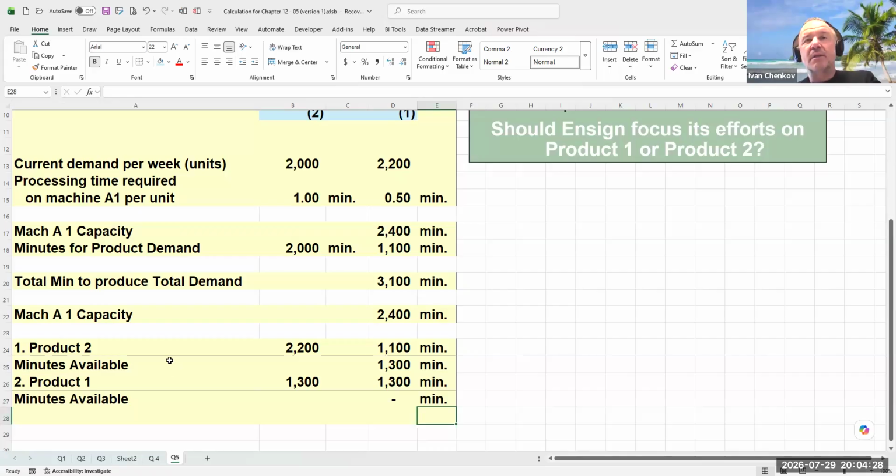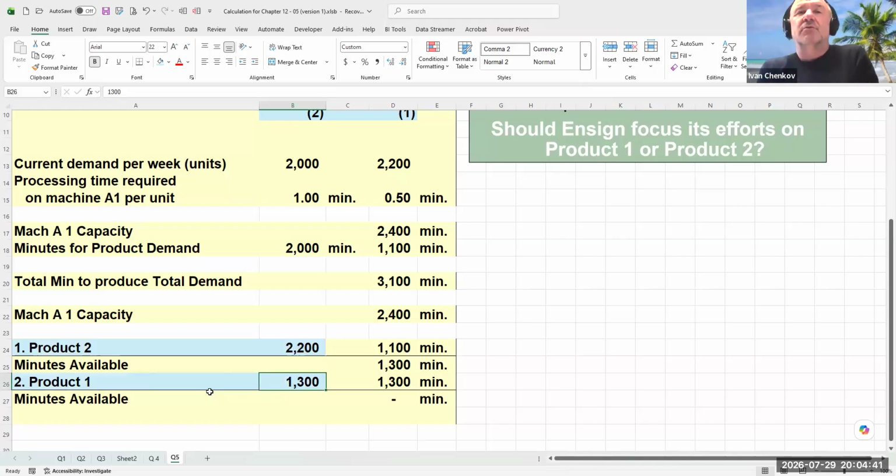So what's my winning strategy? My winning strategy is product two, 1,100 minutes, product one, 1,300 minutes. If I do that, I'm going to utilize my entire capacity on machine one, and I'm going to have the highest possible contribution margin, which is going to transfer to the highest possible operating income with those two products, with this information that we have. So let's go to the slides.